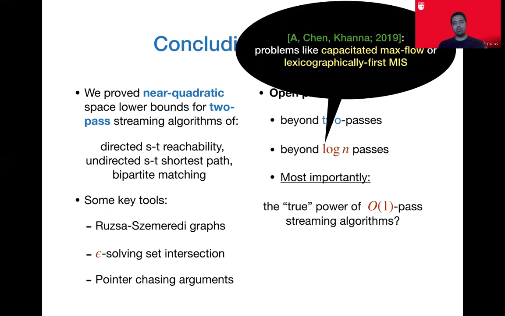But I think the most important question here to understand is: what is the true power of two-pass algorithms or three-pass algorithms? Can we characterize, even very roughly, what type of problems we expect are solvable and what problems are hard? What makes min-cut a problem that we can solve in two passes but not shortest path? I think that's a very nice question, if one can even pose it correctly and then answer it.